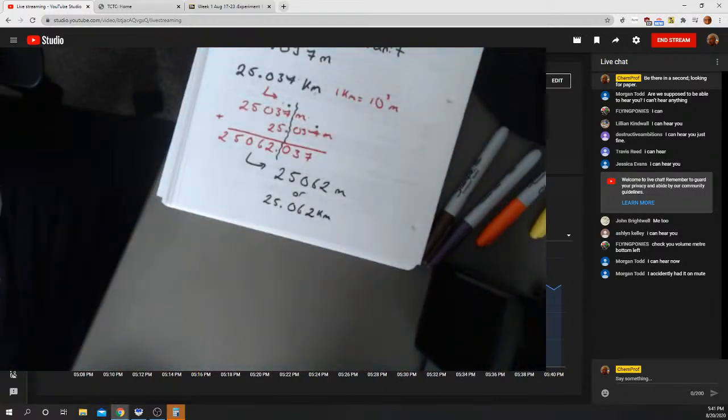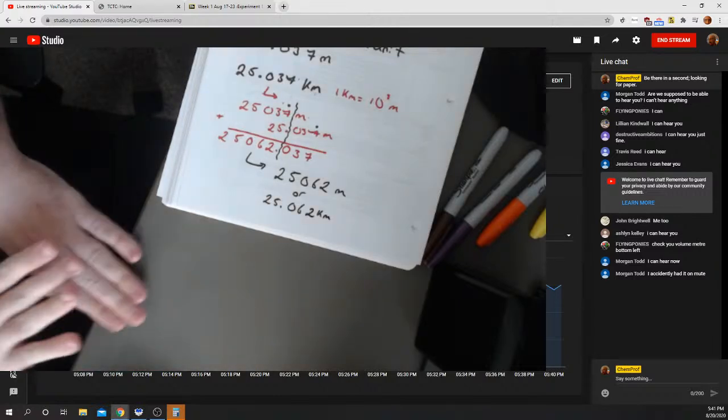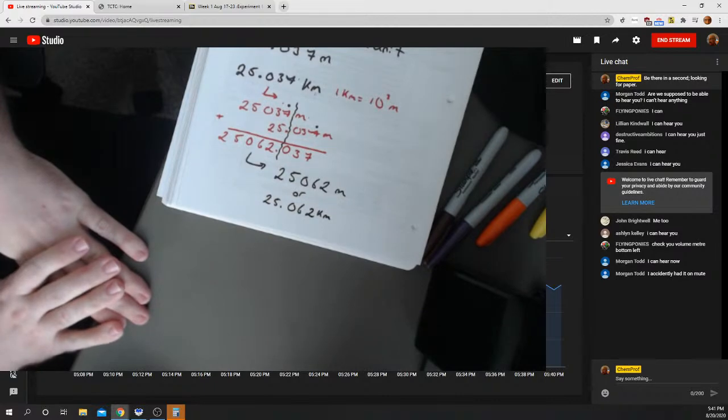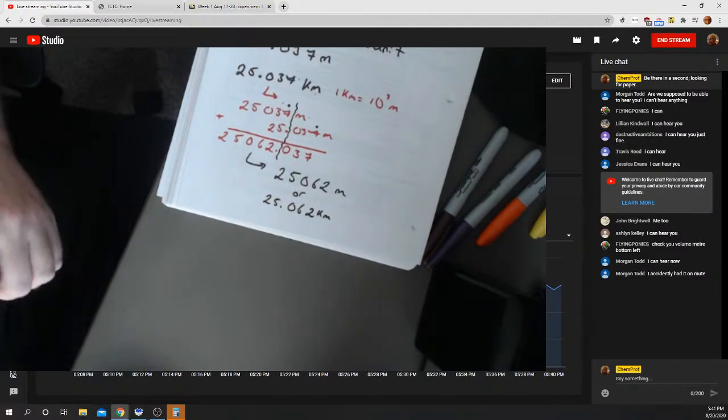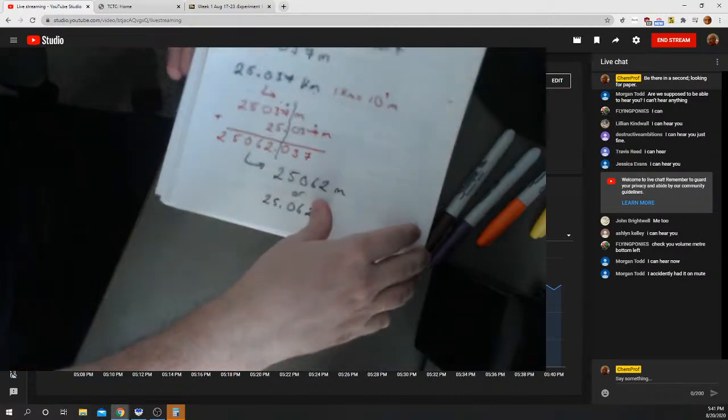So that is one of the ways that we use significant figures. Always take into account significant figures when you're doing math in lab or on tests. Okay.